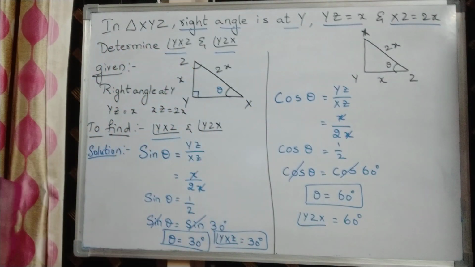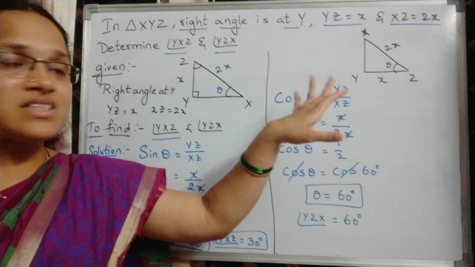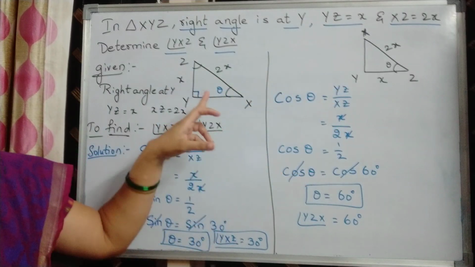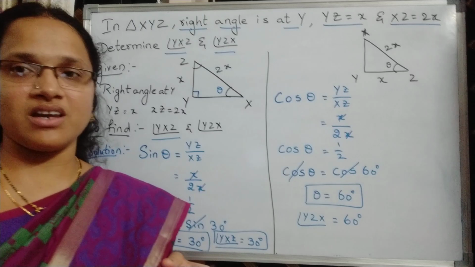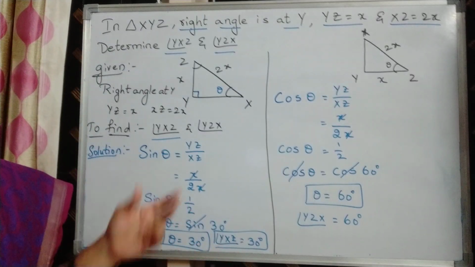So this is how you convert the vertices and find the angles, that means two angles when two sides are given. Hope you all understood this problem.